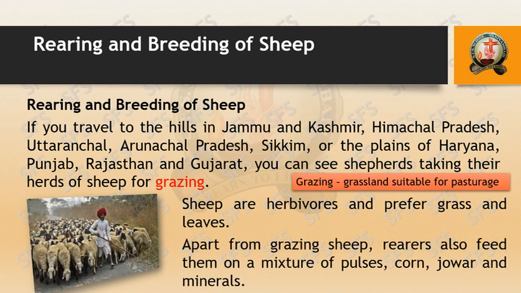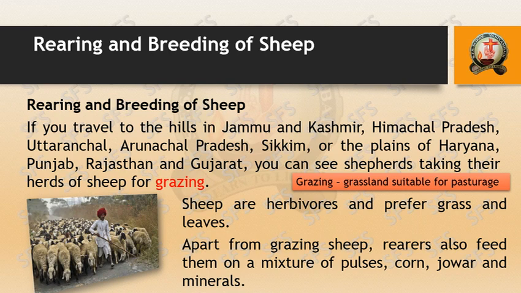Apart from grazing, rearers also feed them on a mixture of pulses, corn, jowar, and minerals. Sometimes grazing is suitable, but most of the time grazing cannot be done, especially in rainy season. In rainy season, you cannot take the sheep outside to eat food for a longer amount of time, because it will also cause harm to their health.